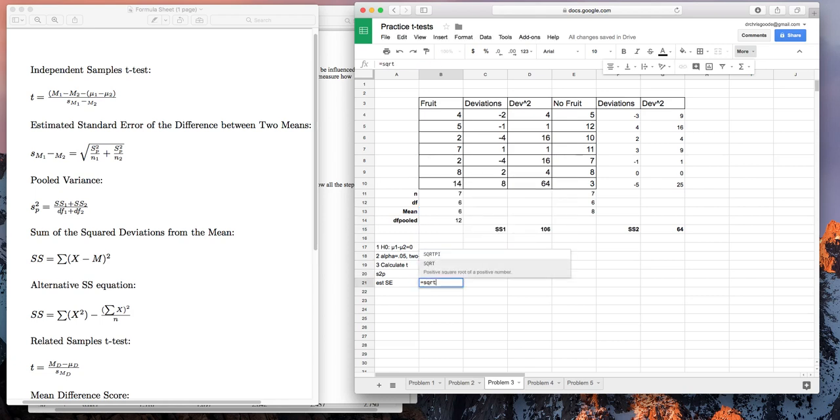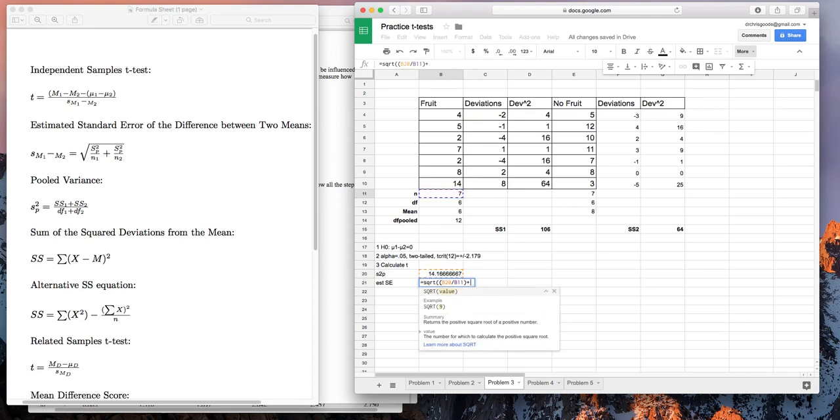It's the square root of, and then in parentheses, pooled variance divided by n1 plus pooled variance divided by n2. Close, and then close them again, and so we're taking the square root of this entire thing. Let's just see what we're doing here.